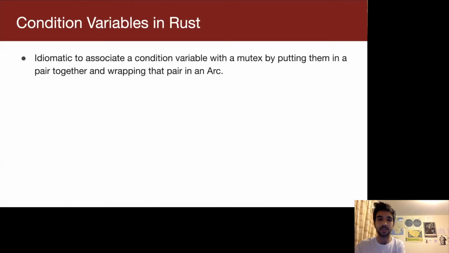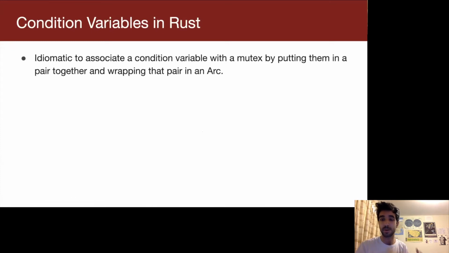now we're going to talk a little bit about condition variables in Rust. I'm going to talk about it at a very high level, and then we'll actually get very comfortable with it, hopefully, in a coding example. In general, it's idiomatic to associate a condition variable with a mutex by putting it in a pair together.